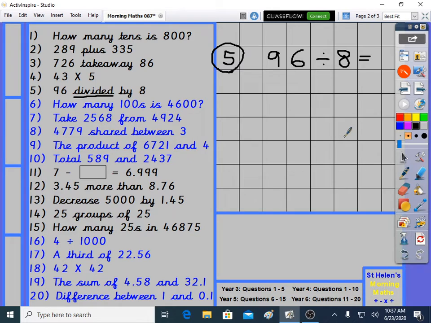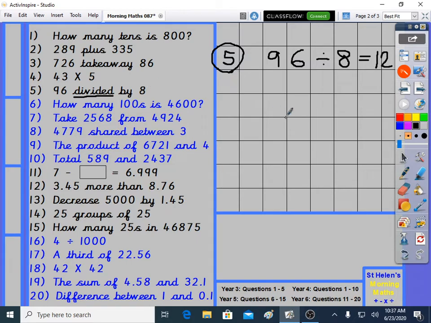It goes 8 and 16, 24 and 32, 40, 48 and 56, and 64 and 72, 80 and 88, 96. And then you're all done. 96 is the last one. It's the 12th one. I counted 12 on my fingers because 96 divided by 8 is 12.